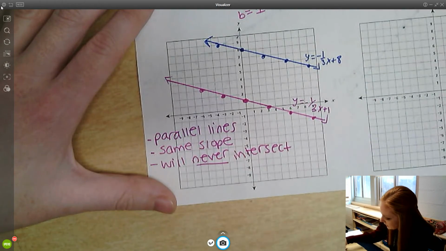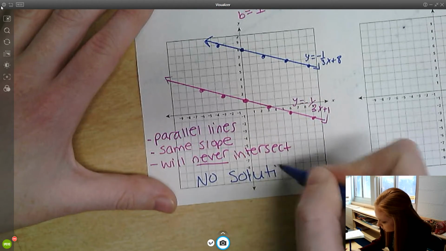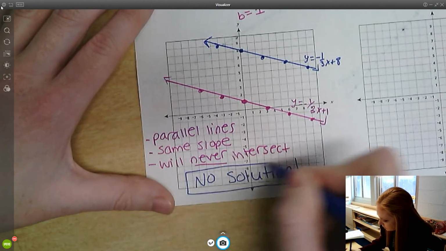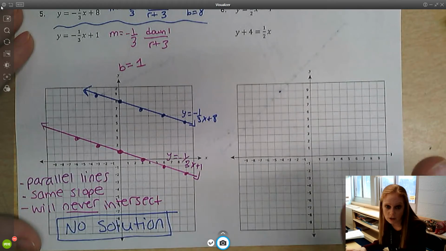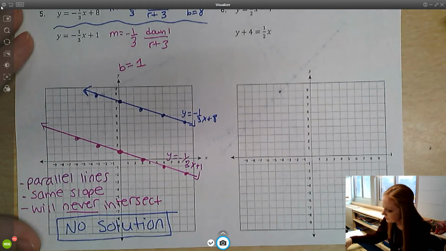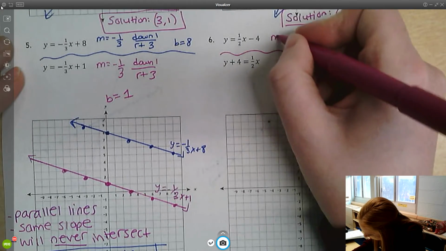So what does this mean? There is no solution. The solution is where they intersect. They're not going to intersect, so this one has no solution. Whenever there's the same slope, there's no solution because they're never going to intersect. They're parallel lines. Okay, and then our last one for this lesson, we have a slope of 1/2.